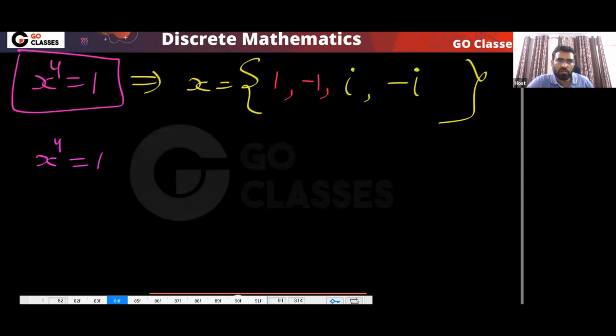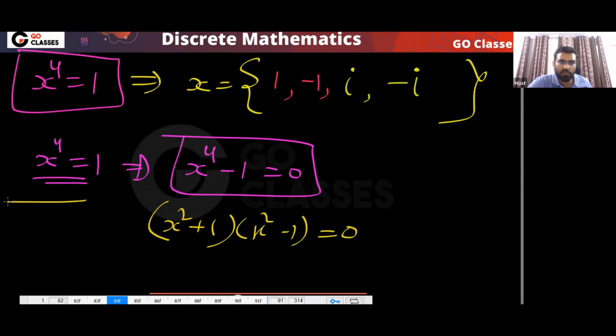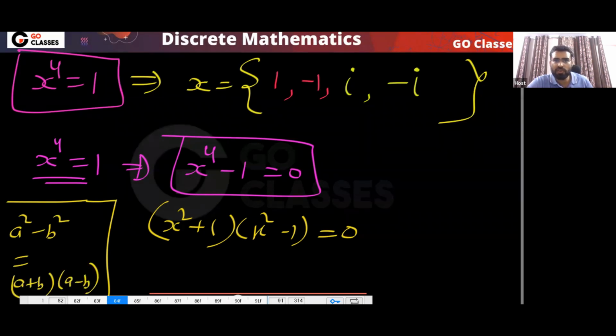This simply means x power 4 minus 1 is 0. And what does this mean? Can anyone tell me? This means (x square plus 1)(x square minus 1) is equal to 0. This is your favorite formula: a square minus b square is equal to (a plus b)(a minus b). So x power 4 minus 1 will be (x square plus 1)(x square minus 1) equal to 0.